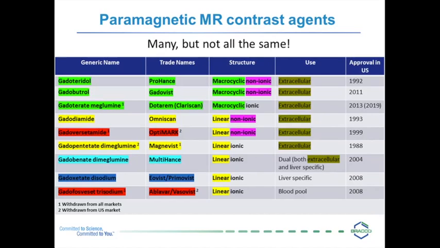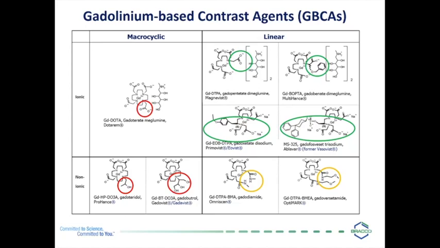Optimark and Ablavar are no longer available on any market in the world, while Magnevist has been withdrawn from the US market only. Most agents are extracellular specific contrast, with rapid distribution to the extracellular fluid space and elimination by the kidney. The first approved agent was the linear ionic Magnevist in 1988, and the last was the macrocyclic ionic Dotarem in 2013.